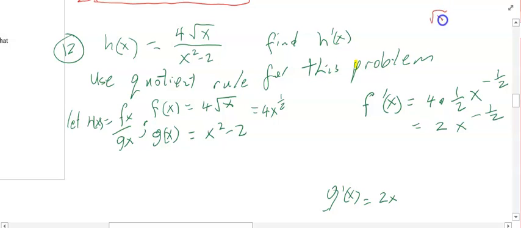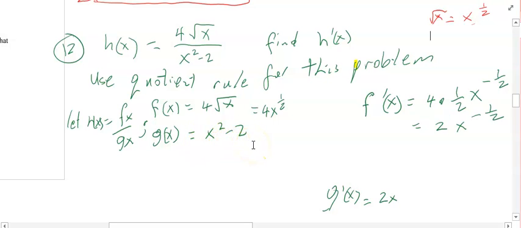So radical x as a fractional exponent will be x to the 1/2. Okay, so remember those rules for converting radicals to exponents. And then we can apply the power rule to this, x to the 1/2. So we're going to treat f(x) as the function for 4 radical x, so that is going to be equal to 4x raised to the 1/2. h(x) is f(x) over g(x), so g(x) will be the denominator, that's x squared minus 2.